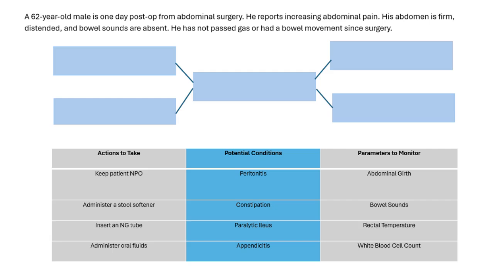The correct answer here is a condition of paralytic ileus in the middle column. On the left, keep patient NPO and insert NG tube. On the right, monitor abdominal girth and bowel sounds.